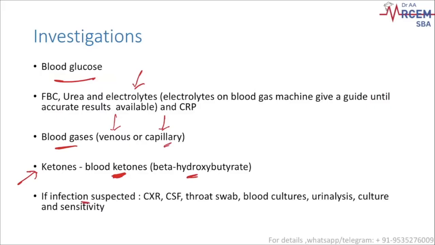If you're suspecting an infection, for example, the patient is having cough and fever and you're suspecting a pneumonia, you need to get a chest X-ray done. If you're suspecting a meningitis, then get a CSF done. For a sore throat, throat swabs might be required. For sepsis, blood culture; for urinary tract infections, urine analysis and culture might be required. So depending on the presentation, you will get different investigations done to know the underlying cause.